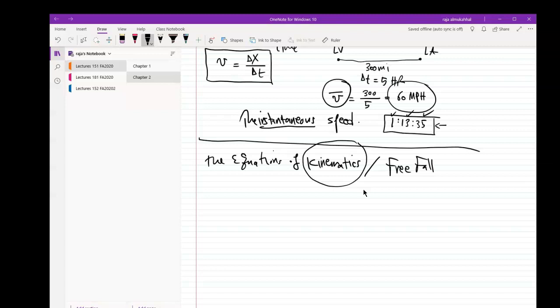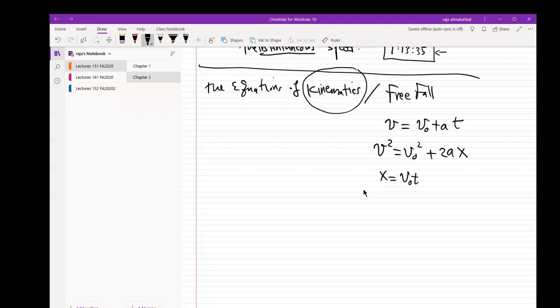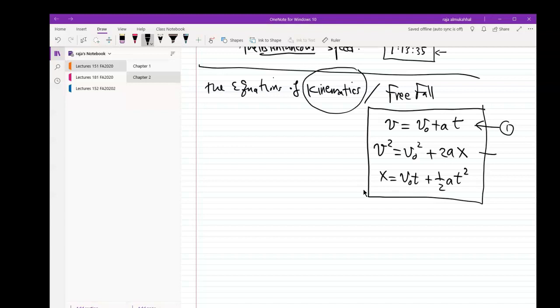And these are governed by three famous equations that I urge you to memorize, or at least be familiar with, and they are v equals v naught plus at, v squared equals v naught squared plus 2ax, and x equals v naught t plus 1/2 at squared. These are called the equations of kinematics. I'm sure if you've taken a course in physics in high school, you're probably familiar with them. And I'm going to call them equation 1, 2, and 3, in that particular order.